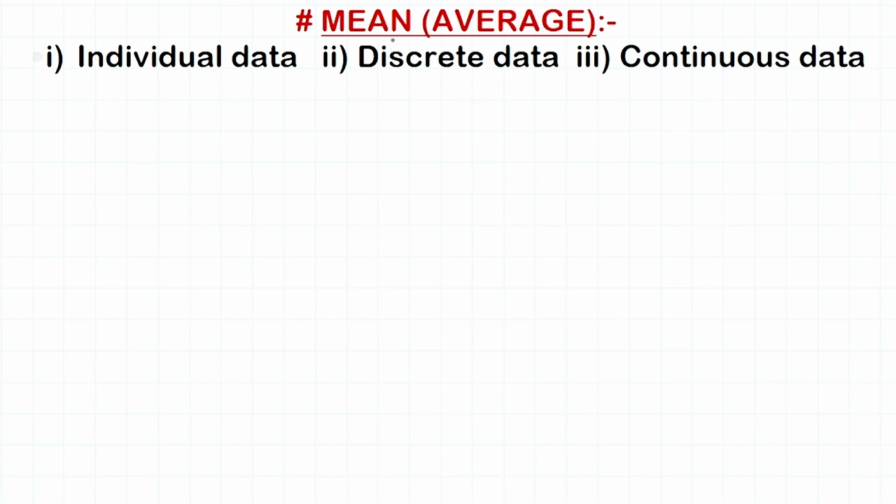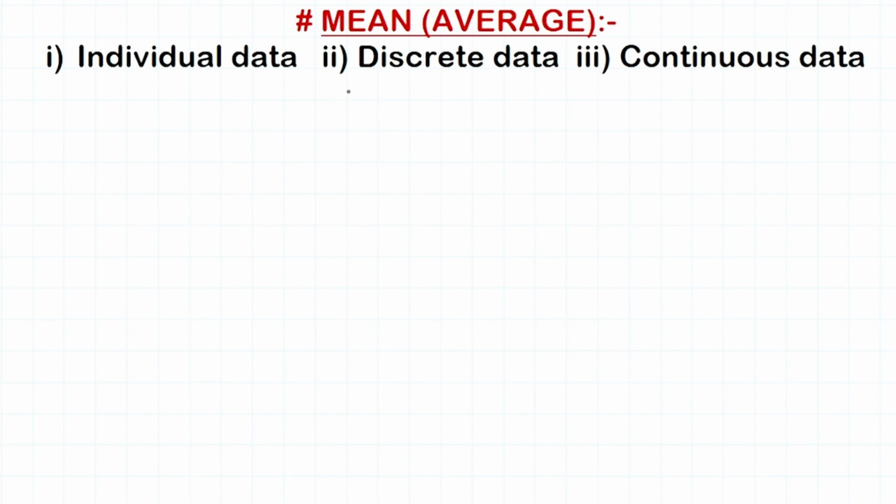So today we'll be talking about mean, okay, or the average. So we'll be looking at three types of data to find mean. The first one is our individual data, our second one is discrete data, and the last one is continuous data.